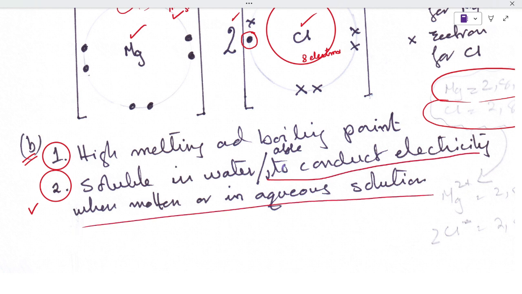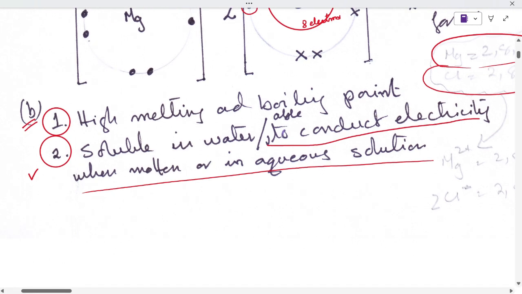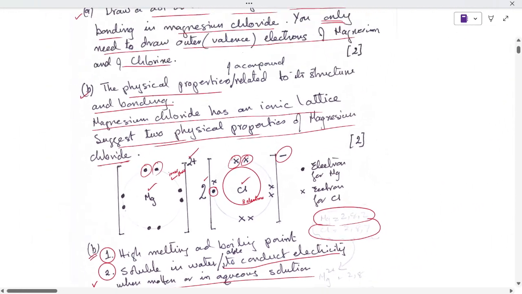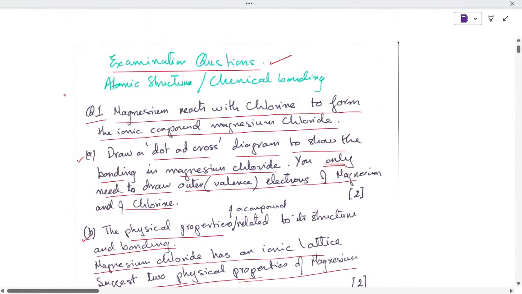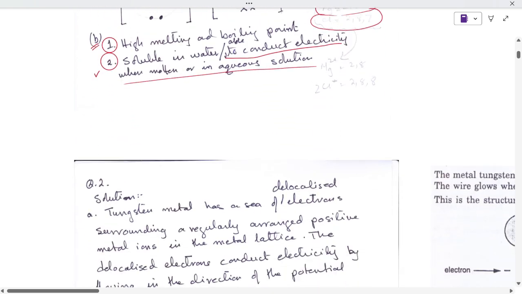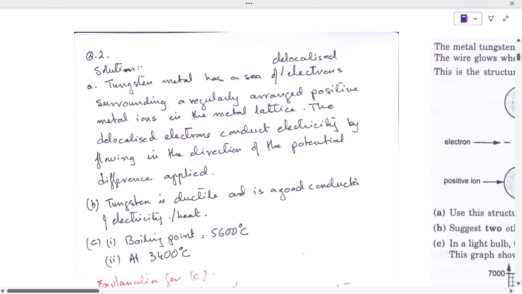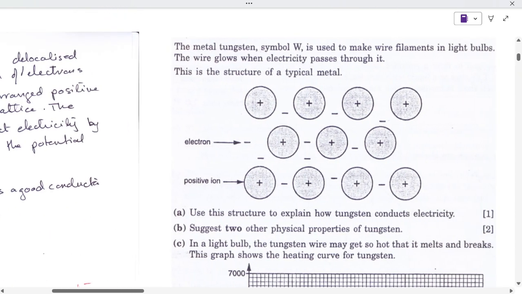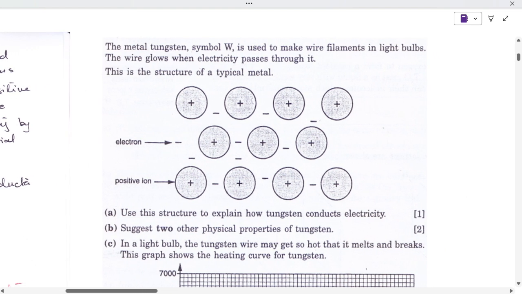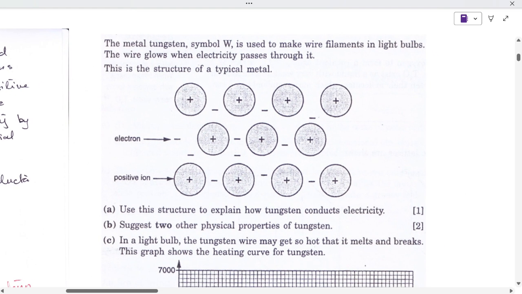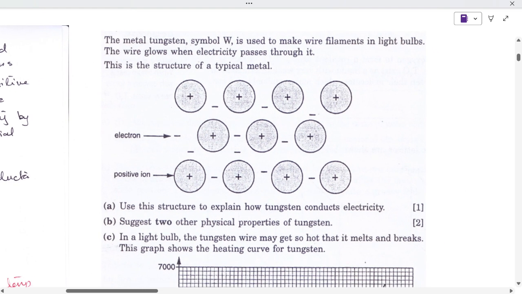So this was your question number 1. If you have any problem in understanding these concepts, you may go to my lecture of ionic bonding and covalent bonding. Now I come to question number 2. Now question number 2, as you can see, there is a diagram drawn of a metallic structure and its graph.